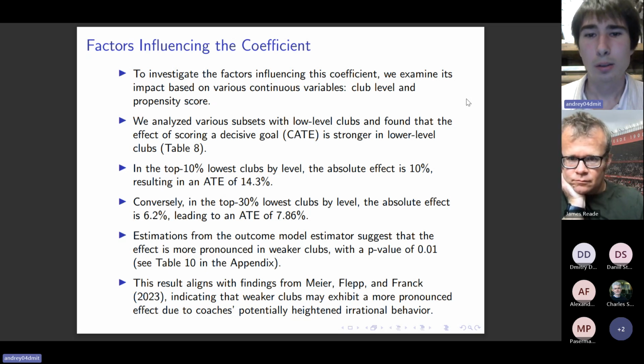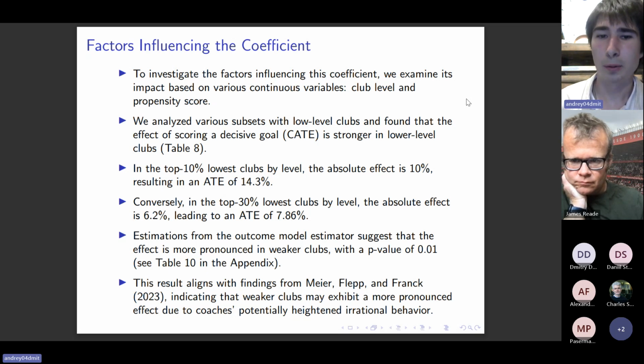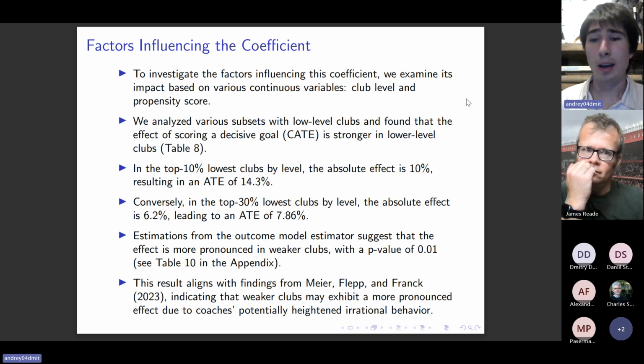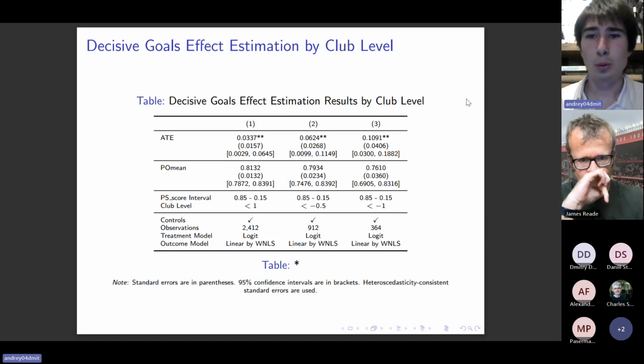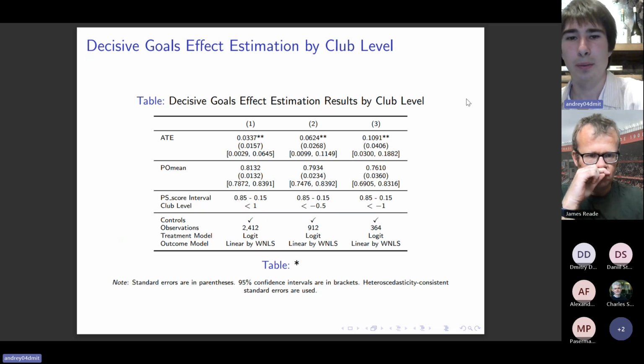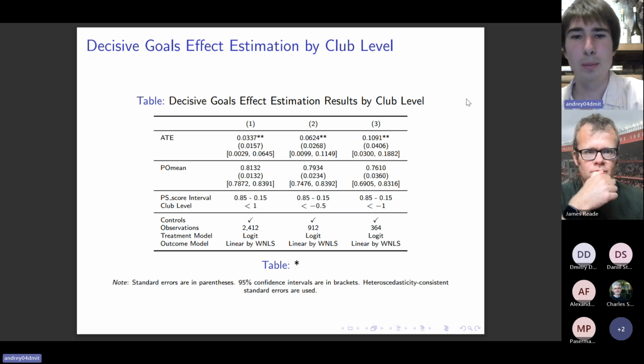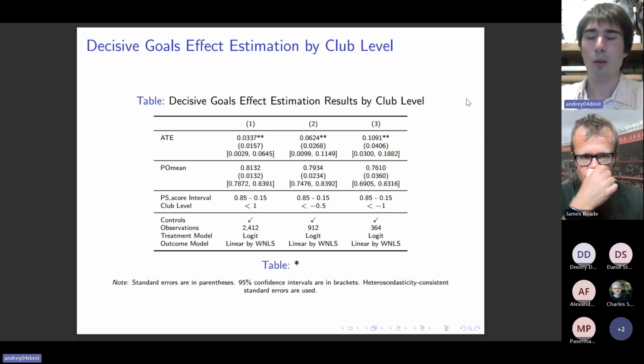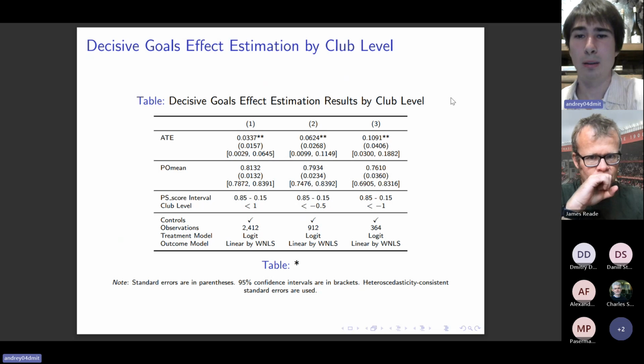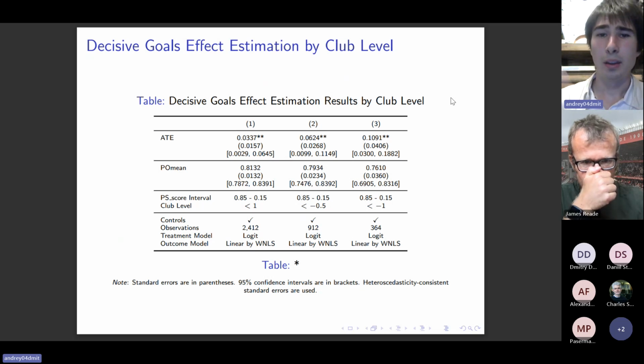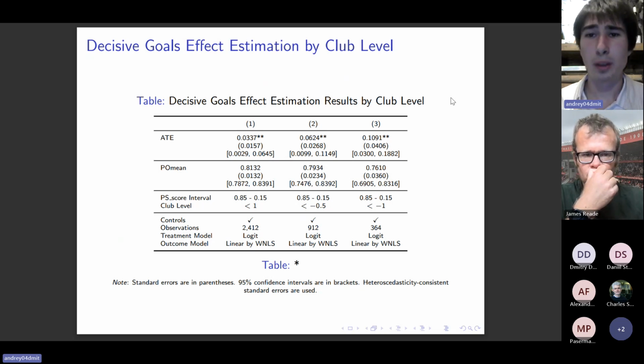And this result aligns with findings from Meyer, Flapp, and Frank, indicating that weaker clubs may exhibit a more pronounced effect due to a coach's potentially heightened irrational behavior. And so here's the table. As you can see, the PS score interval remains the same, and we decrease the threshold for the club level. It's a normalized variable: less than one, then less than -0.5, less than -1. The lower the club level, the bigger the effect.